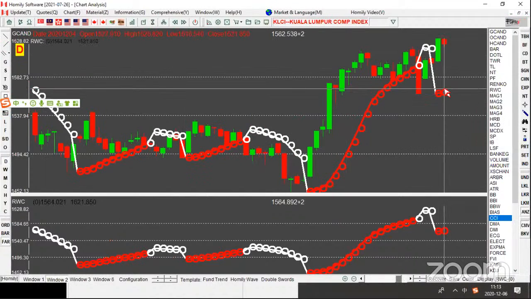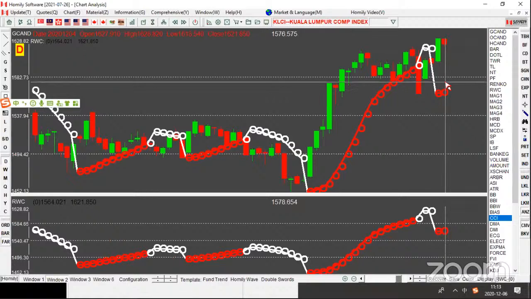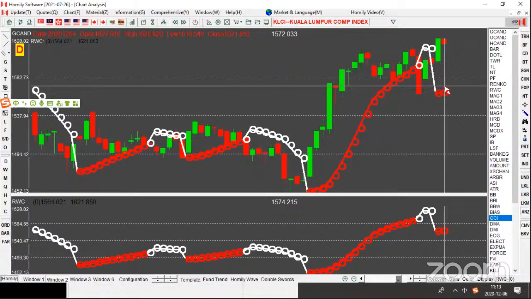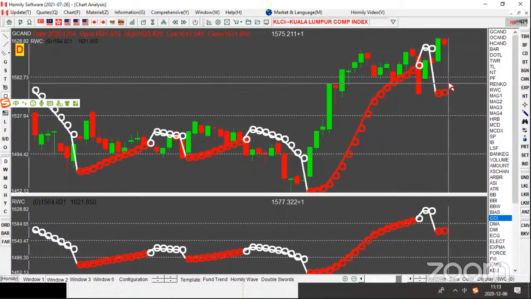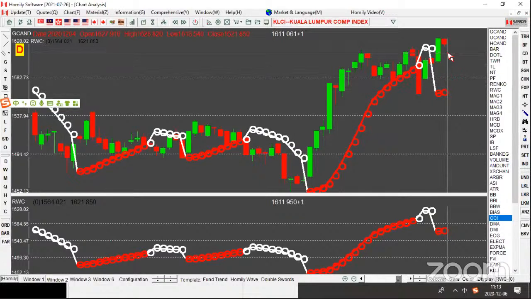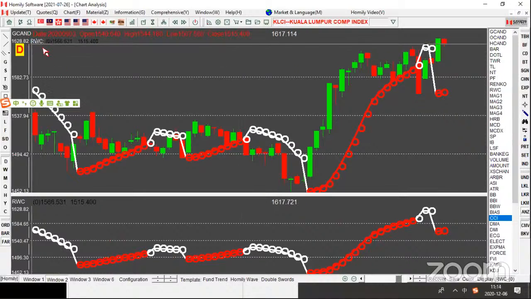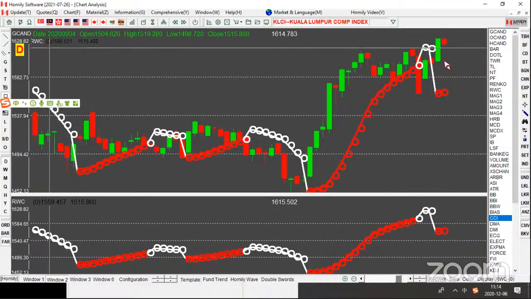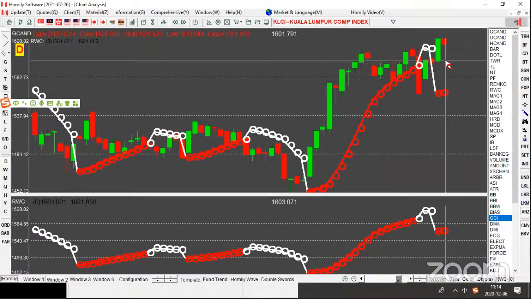Okay, let's see here. Now we can see it is still white circle, right? Then how can we forecast, if next day the closing price breaks down, which level it will change to the white circle? You can see over here. If next day the closing price, this is the index, drops below 1564, then the red circle will change to white circle.